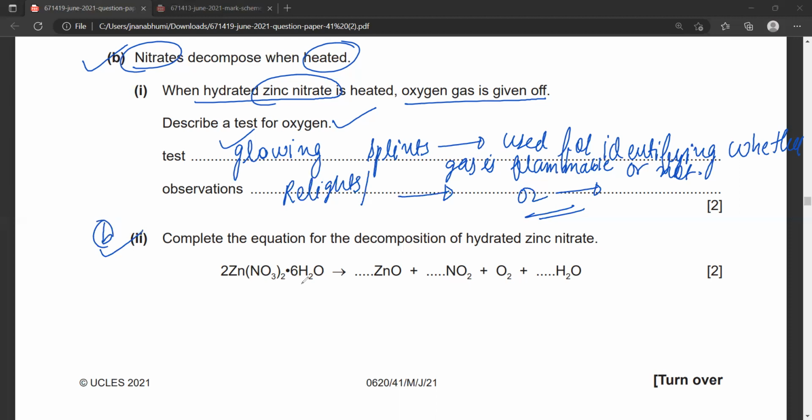So when zinc nitrate 6H2O decomposes, it forms zinc oxide, NO2, O2 plus 12H2O. So it will be 6 into 2, 6 into 2 is 12. So it will be 12H2O. So it will be zinc oxide, ZnO, so it will be 2 zinc oxide. NO2 is how much? So it will be 2 into 2, 4. So it will be 4 NO2. Right. So this is the balanced reaction of this given equation.